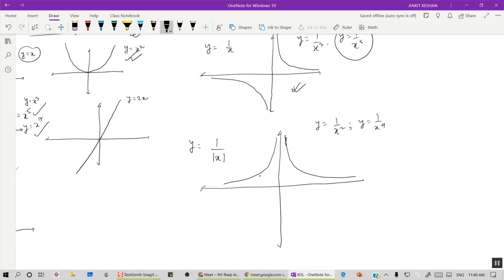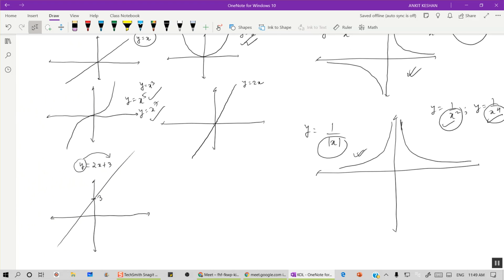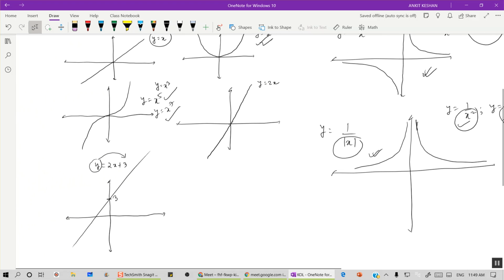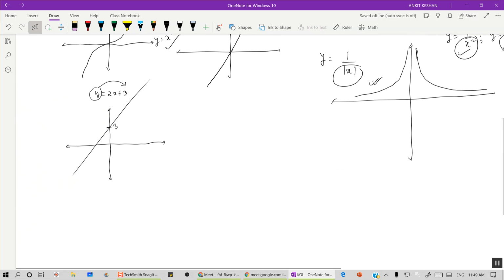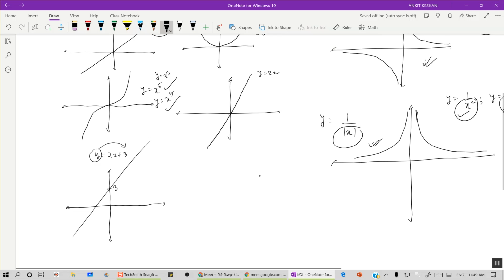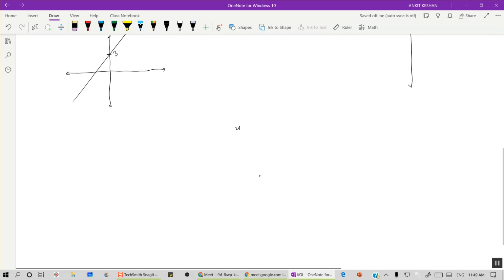So look at the nature of this. This is x square, this is x power 4. That's why 1 by mod x is also following this. Similarly, see, this was y equal to x cube. Okay, y equal to x cube.